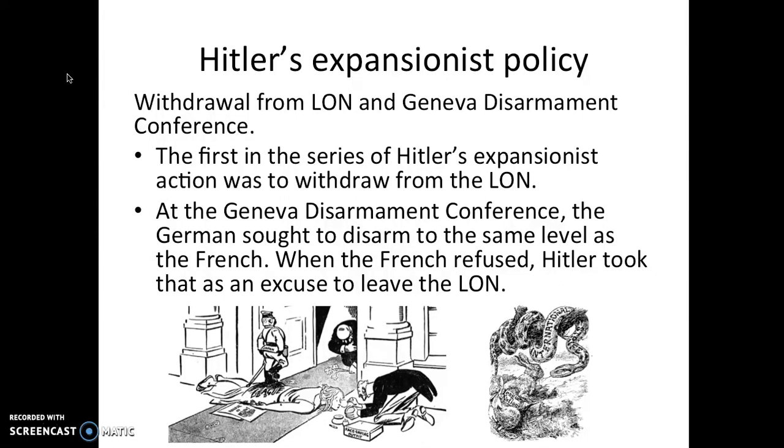Basically at the conference, Germany sought to disarm to the same level as not just France, but the other powers. However, the French refused to disarm to the same level as Germany, and Britain refused to disarm to the same level as France, and Hitler took that as an opportunity to leave the disarmament conference and therefore also to withdraw from the LON.